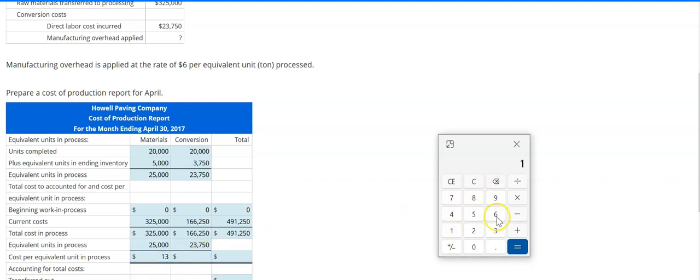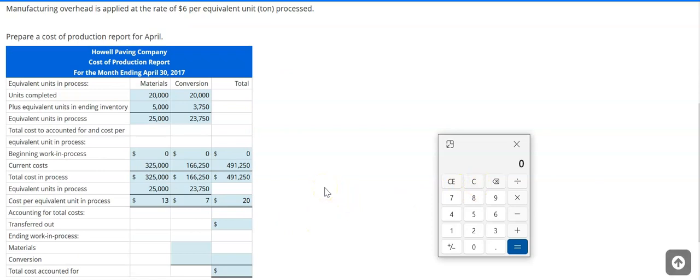Then I'm going to come over here and I'm going to say, okay, 166,250, that's my conversion cost. And I'm going to divide that by the 23,750, the 20,000 that were fully completed, as well as the 3,750 equivalent units as to conversion. So let's see here, divide by 23,750 equals 7. And then we're just going to add these two numbers together and come up with 20. Okay, I'm not going to put that on the calculator. I think you can add 13 and 7.